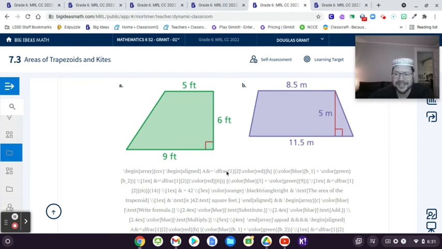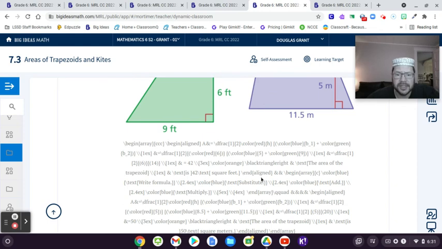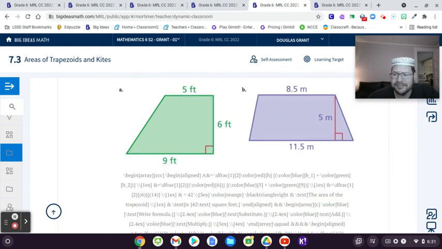Okay, good luck. All right, so the way to find the area using the formula is you add up the bases. So 9 plus 5 is 14. Multiply that by the height. 14 times 6 is 84. And then you cut that in half, which is 42. So the area for trapezoid A is 42 square feet. I would click through and show you, but I think it's still frozen and loading. But yeah, it's 42.